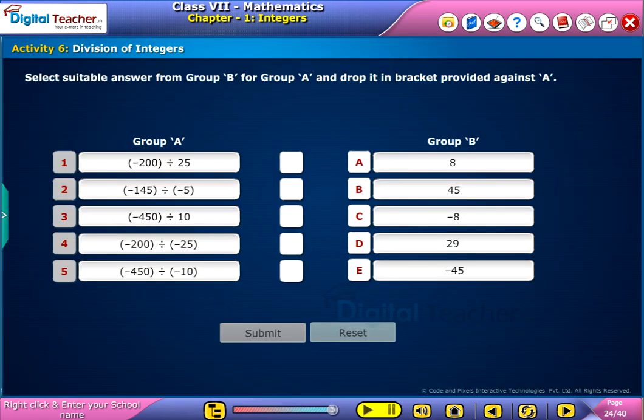Let us perform an activity on the division of integers. Select suitable answer from group B for group A and drop it in bracket provided against A.